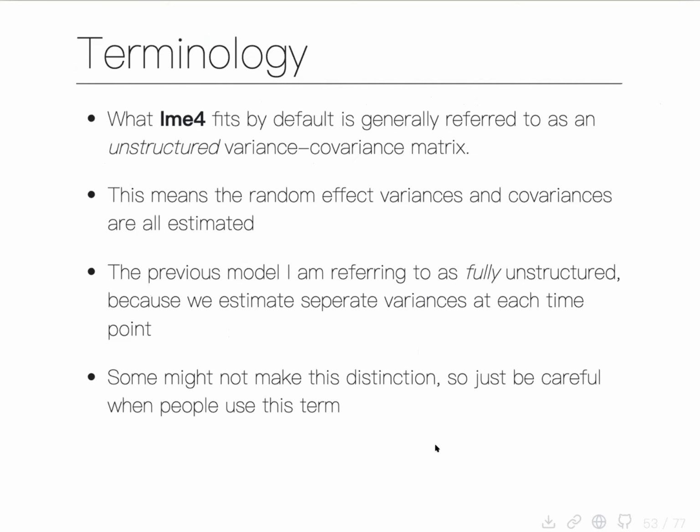Okay, so I've already talked about all of this, just the difference between unstructured and fully unstructured, or what some people refer to as the standard multi-level model and the unstructured variant. If you hear the term unstructured variance covariance matrix, you might want to pry a little bit more to figure out exactly what they're talking about. It could be that they're talking about the standard multi-level model, which is actually the terminology I would use, but it could be that they're talking about this much more complicated model where they're estimating everything, basically.